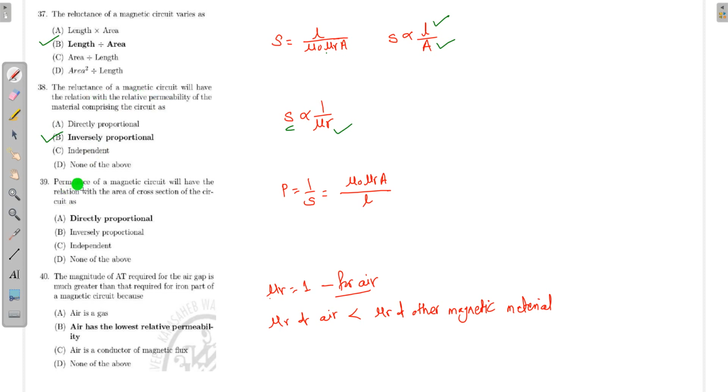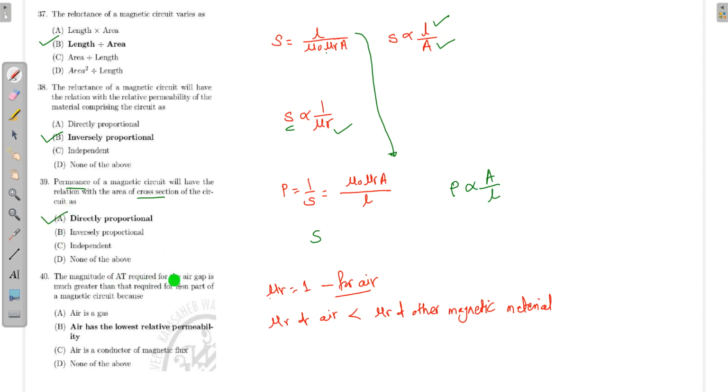The permeance of the magnetic circuit will have the relation with the area of the cross section. So permeance is given by 1 upon S, but S is equal to this, so reciprocating this S, it will give you mu 0 mu r A upon L. So with cross section area, permeance is directly proportional. P is proportional to area and inversely proportional to length. So it is directly proportional.